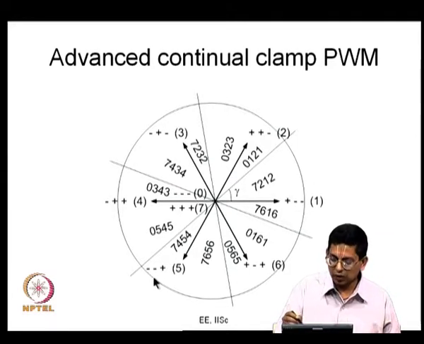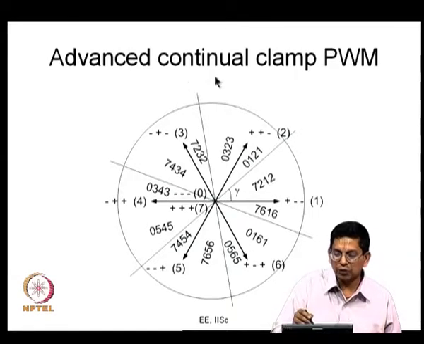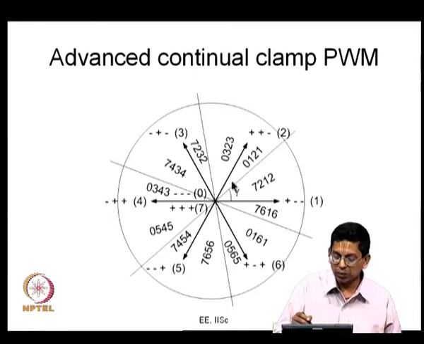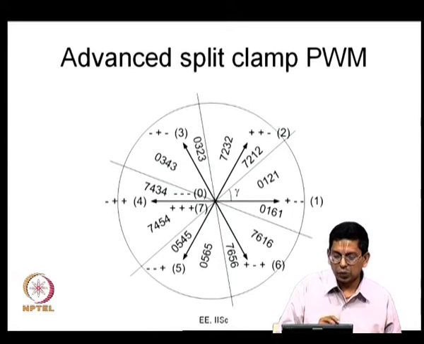In this case, what will happen is once again a phase will be continuously clamped for a 60 degree duration, that is why we call it continual clamp, but a phase will also be double switching. Once again the double switching is around the 0 crossing, here for 60 degrees centered around the 0 crossing, and that is the reason for calling it advanced continual clamp PWM. And similarly, you have this advanced split clamp PWM.